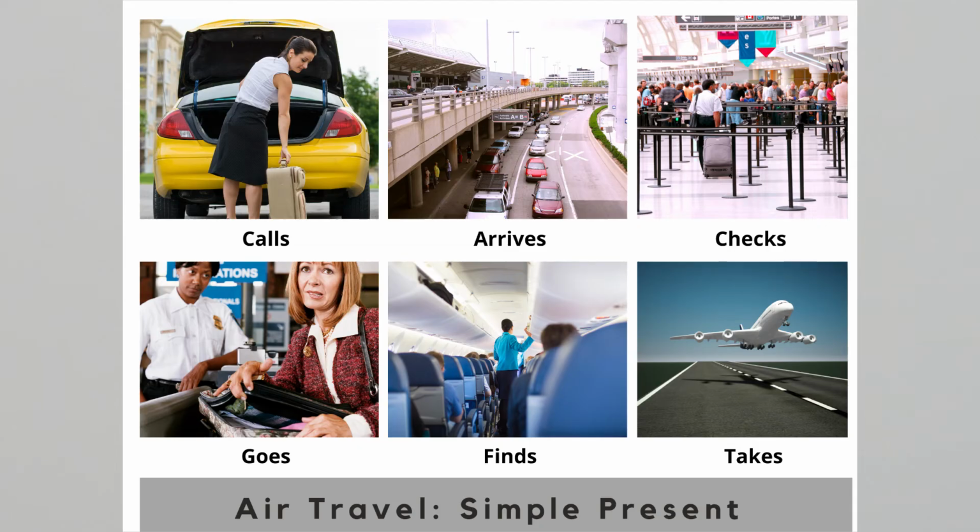So what we're going to do now is look at a sequence of 6 pictures. We're going to talk about what happened in these pictures 4 different ways. Let's go ahead and look at our first story sequence. On your screen, you should see a series of 6 pictures. This story is about Maria traveling by air. The first way I will tell this story is in the simple present.